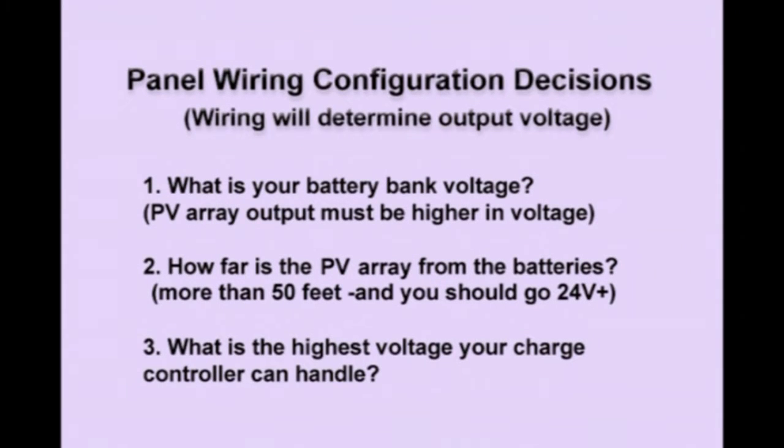Of course, first, you're going to have to decide what kind of voltage you need on the output of your panel array. And you have several criteria to consider. Number one is, what is your voltage on the battery bank? Because your PV array output has to be higher in voltage than your battery bank. Number two, how far is the photovoltaic array from the batteries? If you're more than 50 feet, you should probably already be running a 24-volt battery system, allowing you to run more voltage coming in from the array and overcome that longer line loss. And third, what's the highest voltage that your charge controller can handle? Your controller manual will show this.